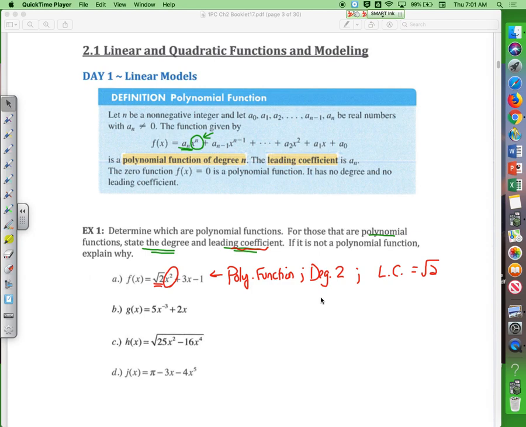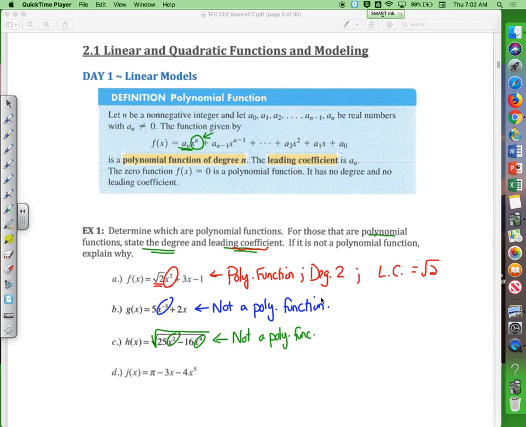So that's letter A. Letter B, if you look at the exponents for your x, this x has a negative exponent, so this is not a polynomial. Not a polynomial function, so you don't need to find the degree or the leading coefficient because that only pertains to polynomial functions. If you look at letter C, this one the variables have exponents that are whole numbers. However, the whole thing is underneath this square root. So again, this is not a polynomial function. Right, so we don't need to find degree or lead coefficient.